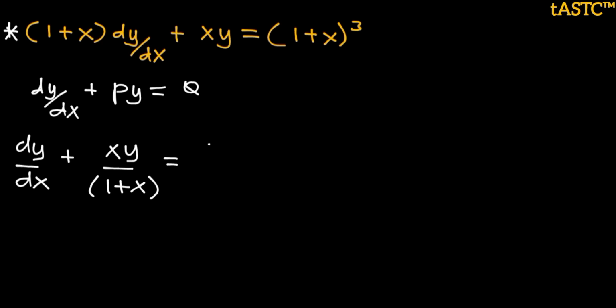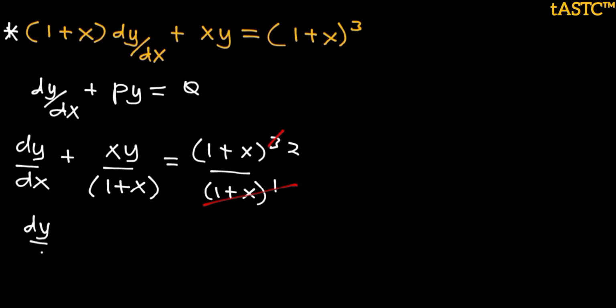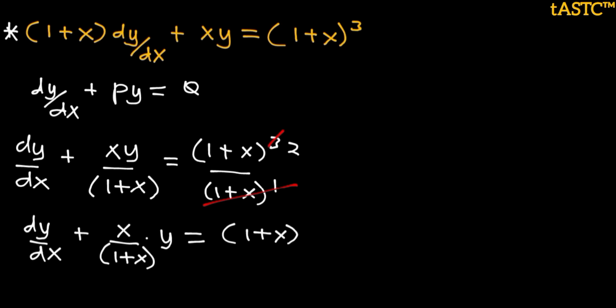And this will be equal to 1 plus x raised to the third divided by 1 plus x, typically raised to the power of 1. So we're going to have this cancel out one of the powers, and that would leave us with a squared. So now we should have dy dx plus x divided by 1 plus x. This is basically what we're going to have, and that will be multiplied by y. And on the other side, we're just going to have 1 plus x raised to the power of 2.